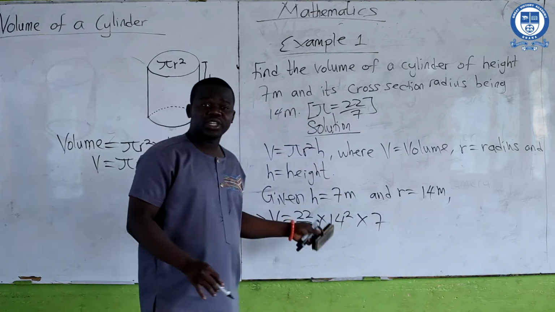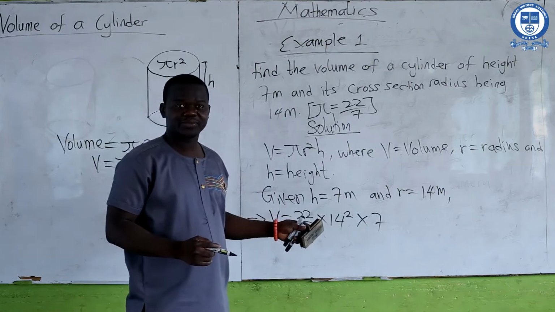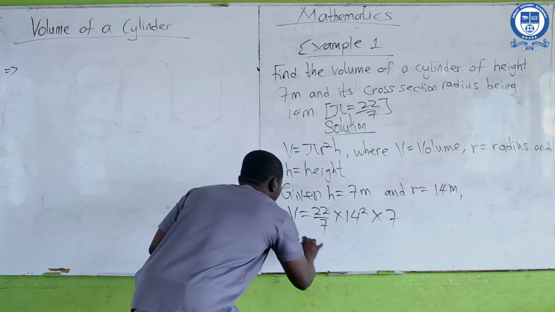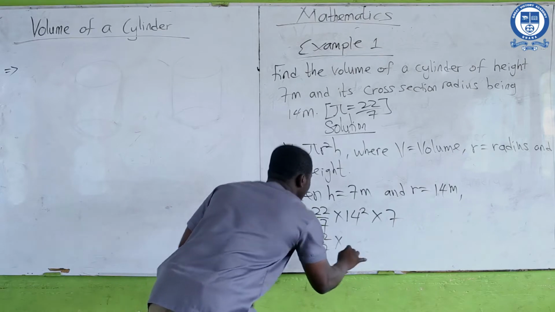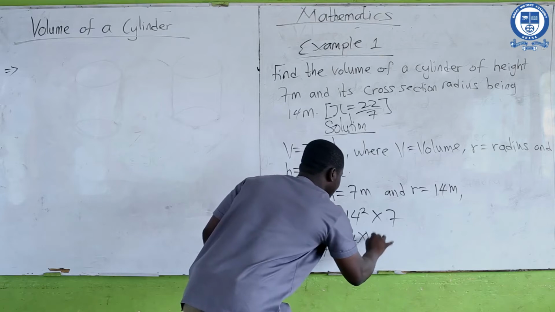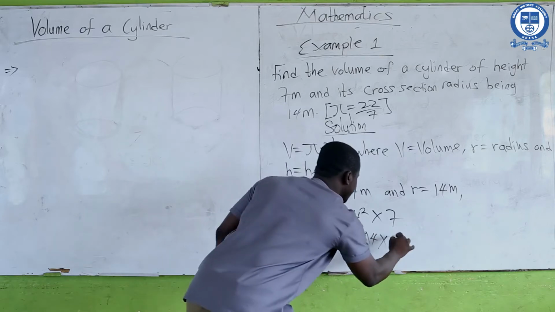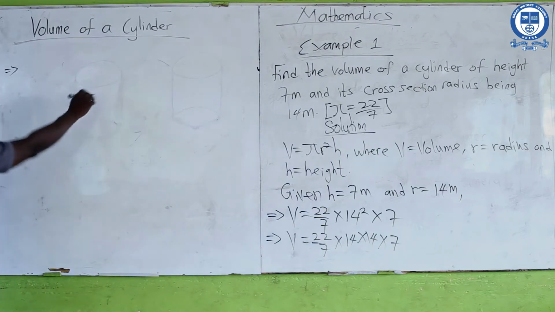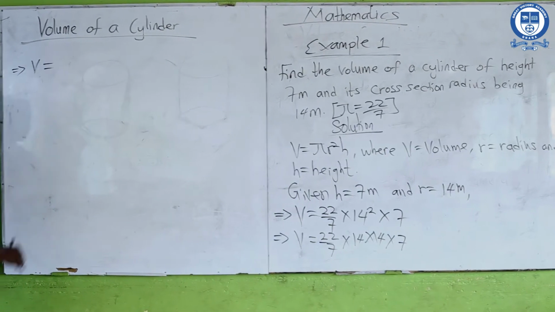For now, ignore the units to make your calculations easier. Now, expanding further, you realize that 14 squared simply means 14 times 14. Then we'll bring times 7. Okay? Now, let us consider the simplification.